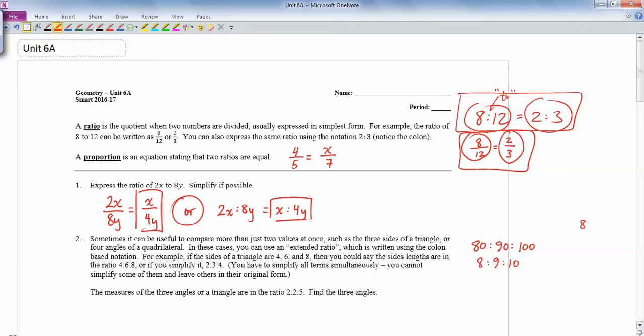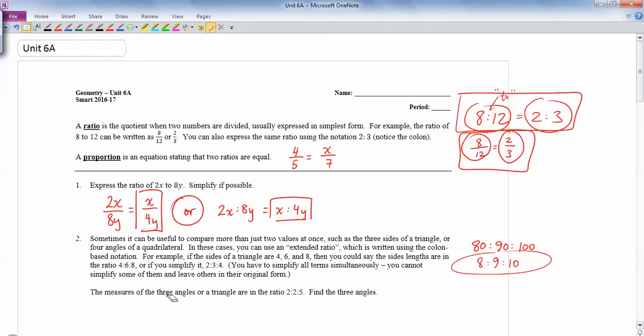When you have more than 2 terms in there, you never write it as a fraction. I wouldn't write this as 8 over 9 over 10, because I don't know if that's 8/9 all divided by 10 or 8 divided by 9/10. So nobody writes 3 terms in a ratio like this. Instead, they use this thing called an extended ratio, and you use the colon notation instead. Okay? So anyway, that's the gist of what's going on in the paragraph up here.